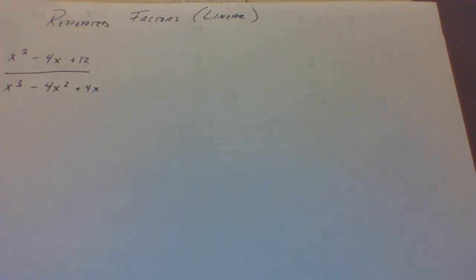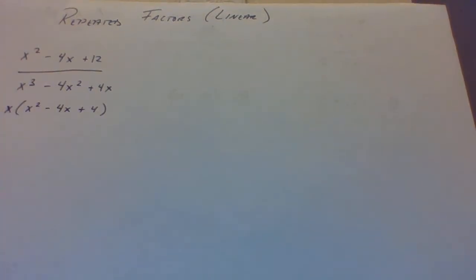On top, we have x squared minus 4x plus 12, and on the bottom, we have x cubed minus 4x squared plus 4x. Let's go ahead and just work with our denominator. We want to go ahead and factor. We realize that each of these has an x in it, so let's go ahead and take the x out. This is going to give us x times the quantity x squared minus 4x plus 4.